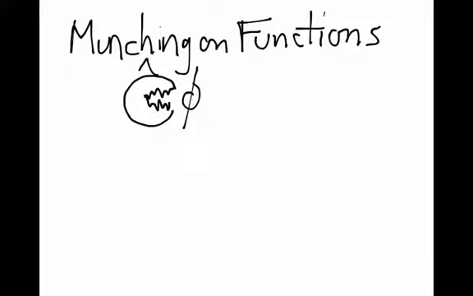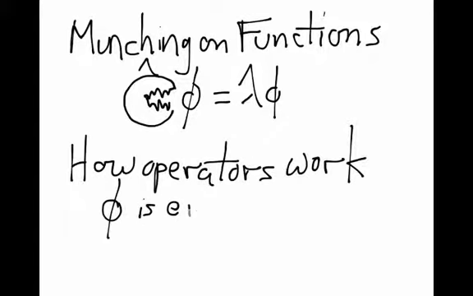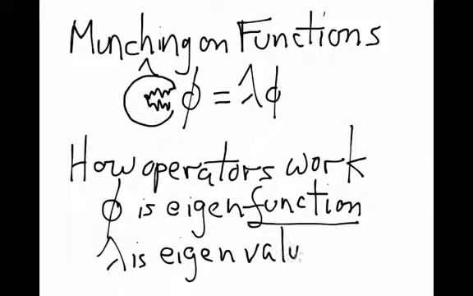And the key characteristic is that when an operator chews on a function and it poops out a constant times that function, it's a special thing. So this little video is going to be about how operators work. And the key is that that function phi is an eigenfunction of the operator, and that value lambda is called the eigenvalue of the operator. And not all functions are eigenfunctions of a given operator, and that turns out to be a critical aspect of quantum mechanics.